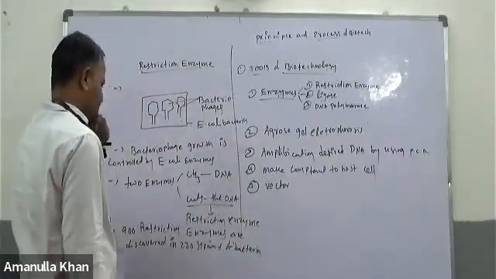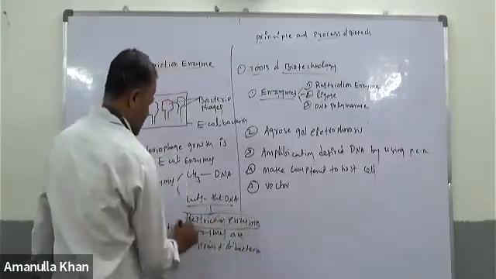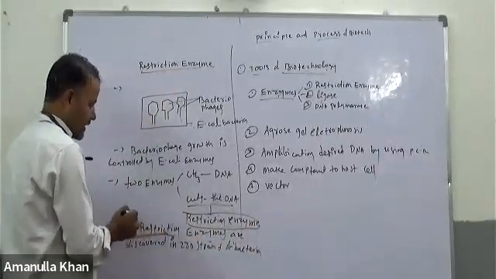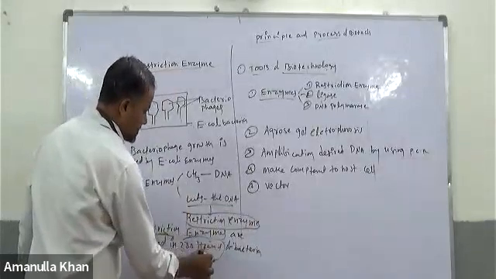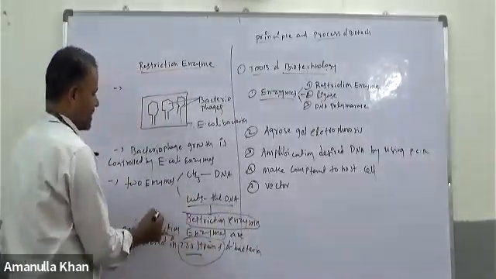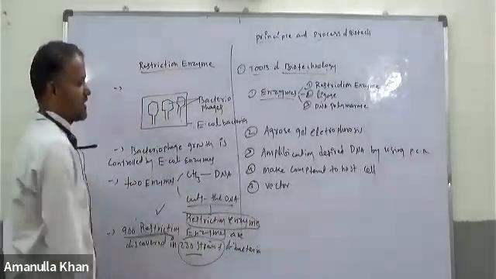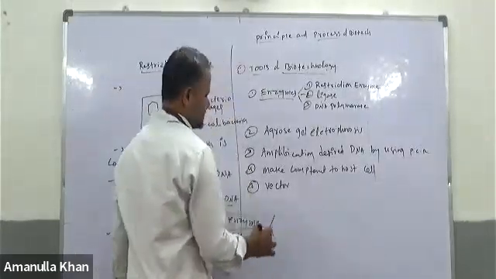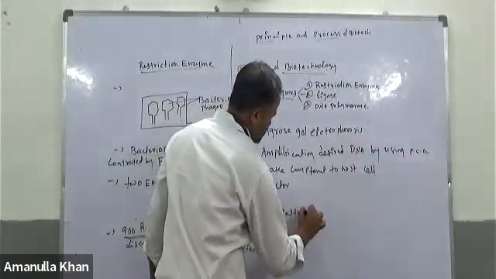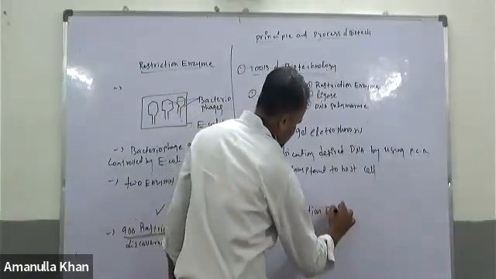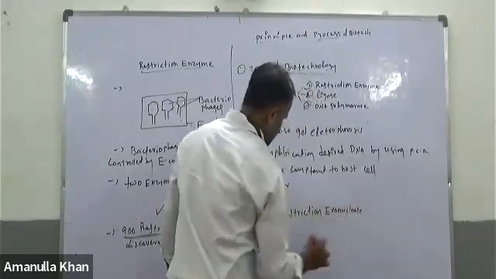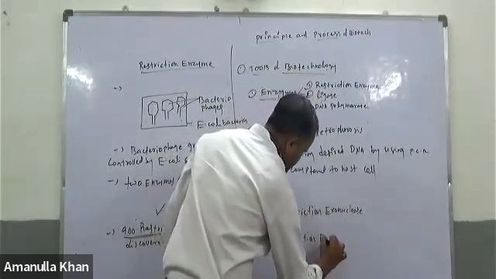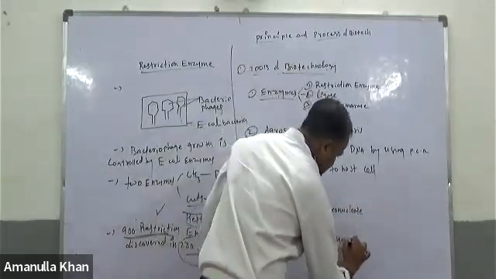Generally, restriction enzymes are of two types. Don't confuse: 900 enzymes are discovered in 230 strains. But the types of restriction enzymes are two: restriction exonuclease and restriction endonuclease.